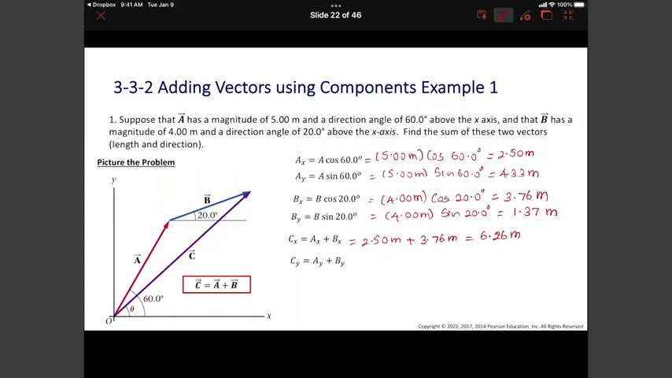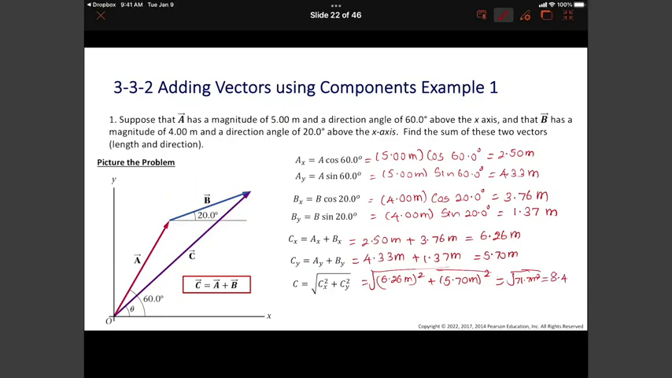And similarly, the y component of the resultant vector C, Cy, is equal to Ay plus By. We know the y component Ay is 4.33 meter, By is 1.37 meter. So the answer is 5.70 meter. Now we can find the magnitude by using the square root of Cx square plus Cy square. So this is 6.26 meter square plus 5.70 meter square, and taking the square root, this is 75.7 meter square, and it is 8.47 meters.